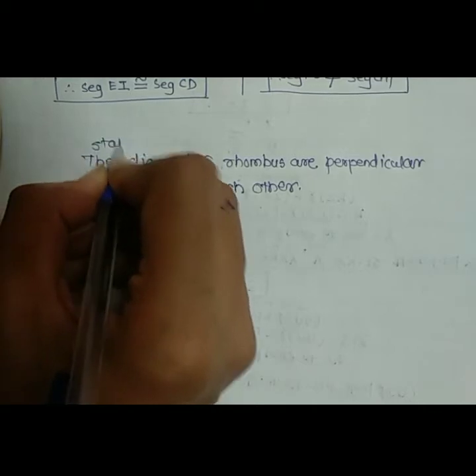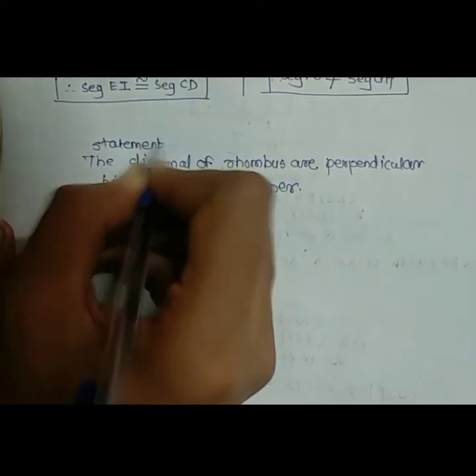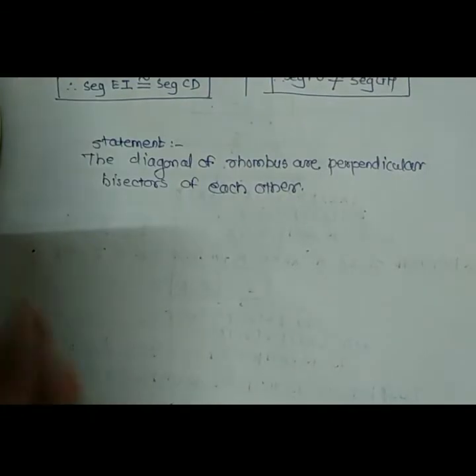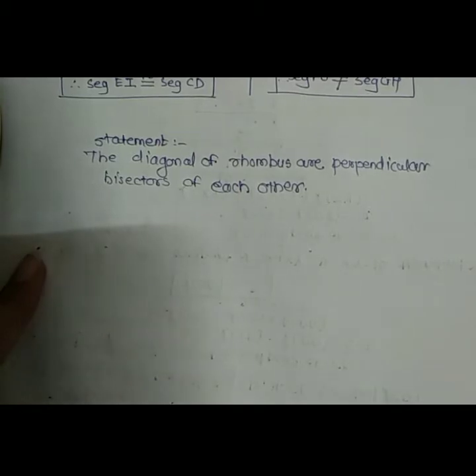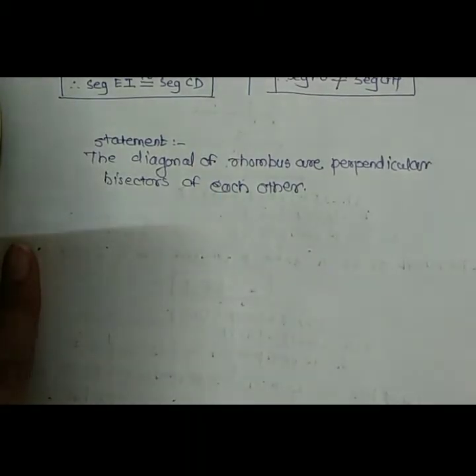This is the statement. The statement can be written in the conditional form as: if the given quadrilateral is a rhombus, then its diagonals are perpendicular bisector of each other. It means we can write this statement in between if and then.